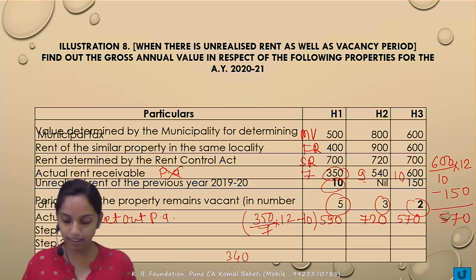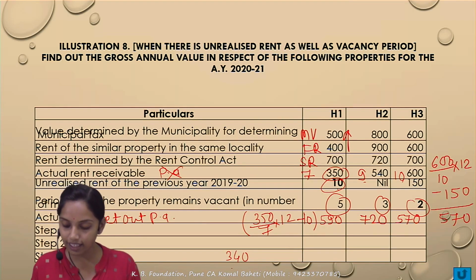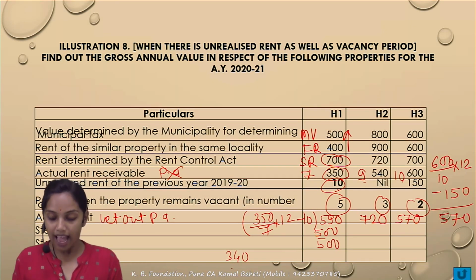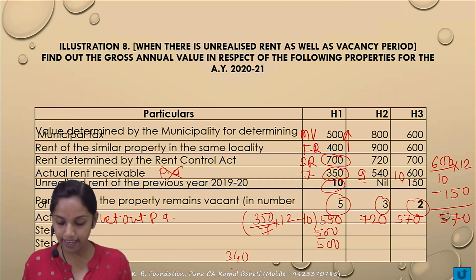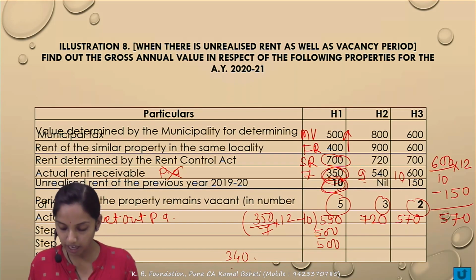Let's go to step 1, what do we do? Compare the municipal value with the fair rent, whichever is higher, so it comes to 500. That is to be compared with the standard rent, whichever is lower, so again it comes to 500. Step 2, that is to be compared with the actual rent minus unrealized rent, correct? So how much is the actual rent? This is 350 minus the unrealized rent, which is 10, so it comes to 340.